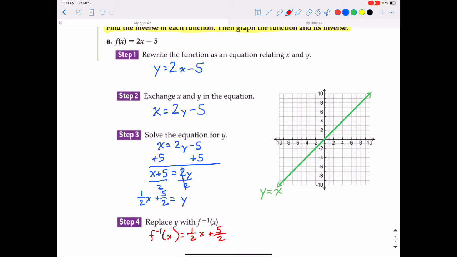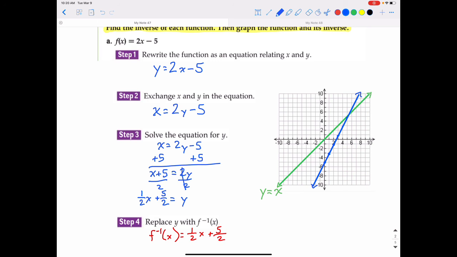Notice I've already graphed the green line, y equals x, on the graph itself. This is just to show you how everything is going to be reflected over that line y equals x. The blue function is the original function, y equals 2x minus 5. So I would go down to 5 because my y-intercept is negative 5. Then I would go up 2 and over 1 because my rise is 2 and my run is 1, and then up 2 and over 1, and so on, as many times as I want to. Just keep going up 2 over 1, and then draw a straight line through them.